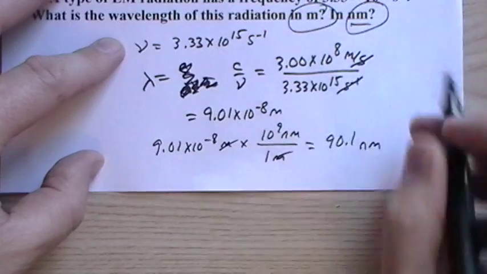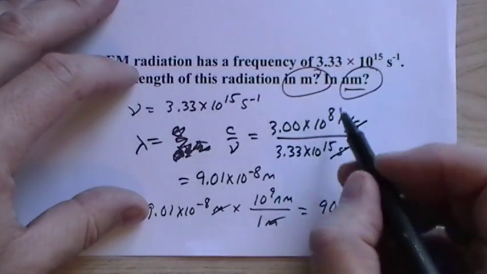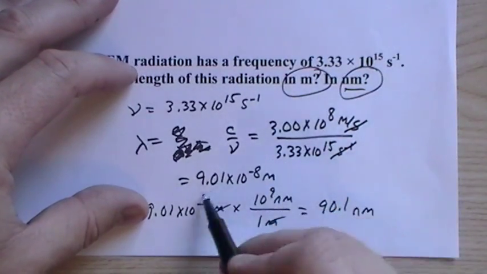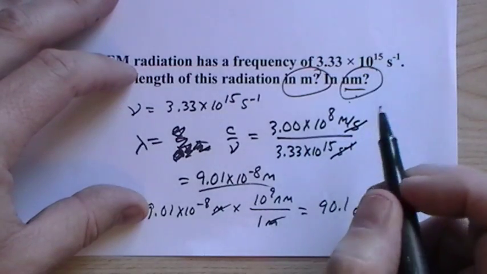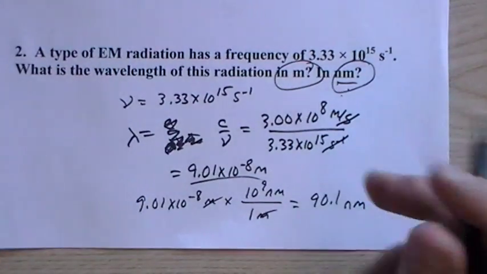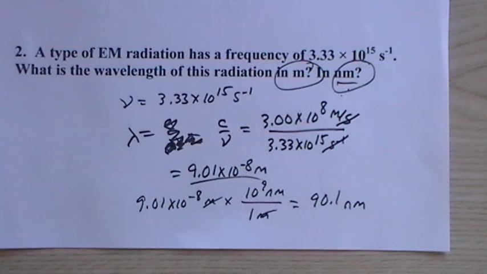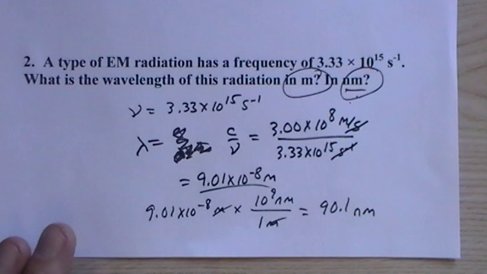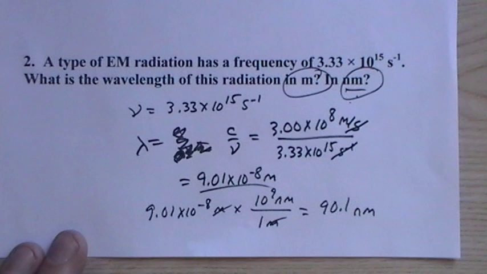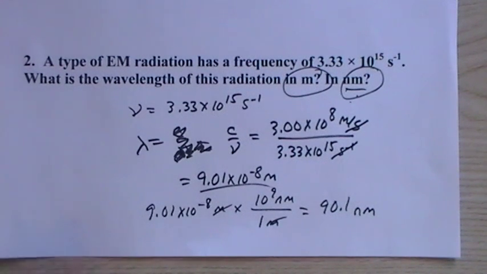So be careful about whatever is being asked for. It's one thing to get the answer in meters, but maybe that's not what they're asking for. Maybe it's in nanometers. If it is a longer wavelength, they might want it in kilometers. That'd be unusual, but they might want it in some other units. Something like microns or micrometers, or what would be the next one up? Millimeters, that's a possibility as well. So just make sure you're in the right units.